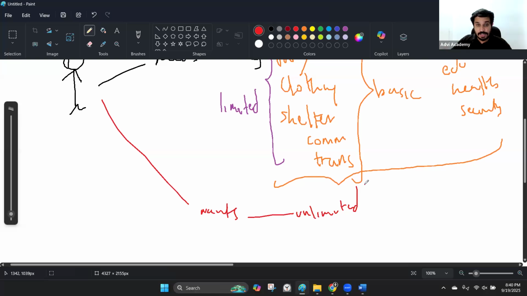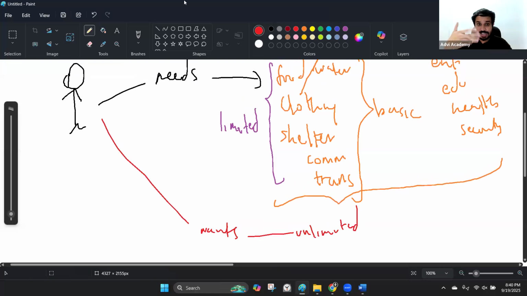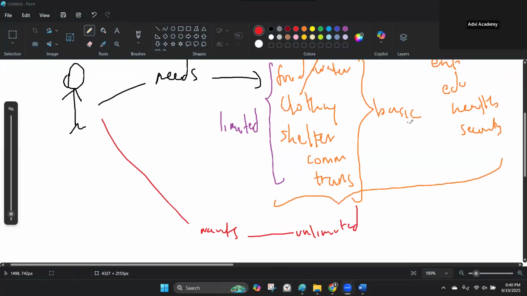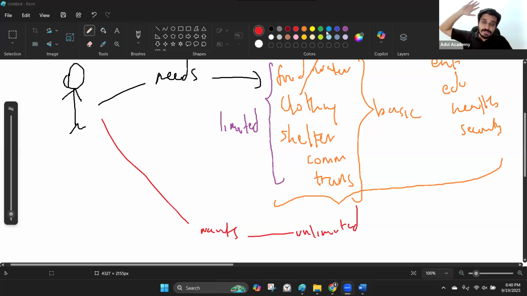Why? Because if you take food, there are 1,001 different types of food. If you take clothing, there are millions and millions of different kinds of clothing. And it's not ending also. Every day there's a new kind of cloth that comes. So when it comes to humans, our wants are always unlimited. If you want, we will invent a new kind of cloth and we will market that and we will start wearing that today also. That is how humans are.